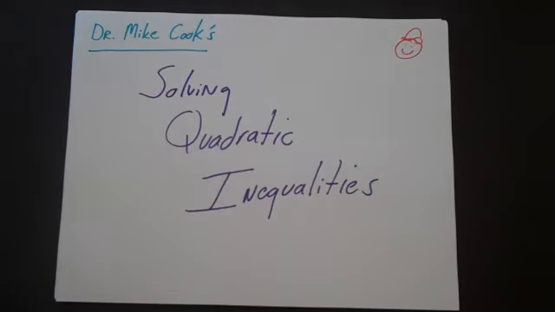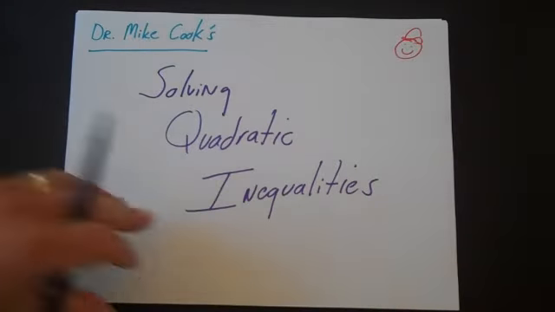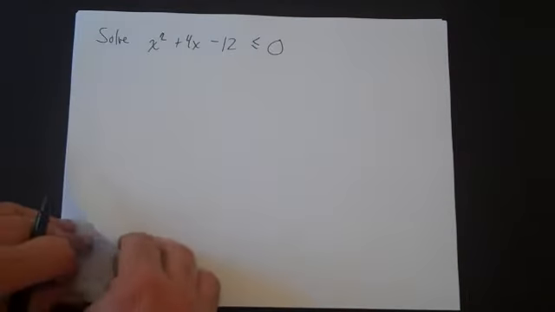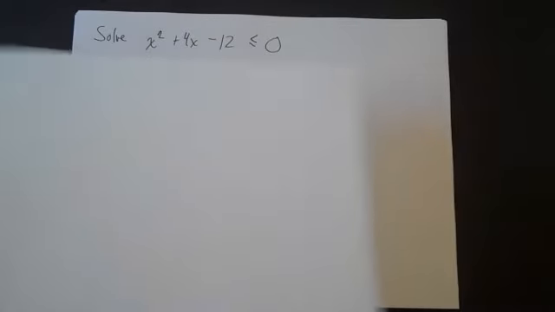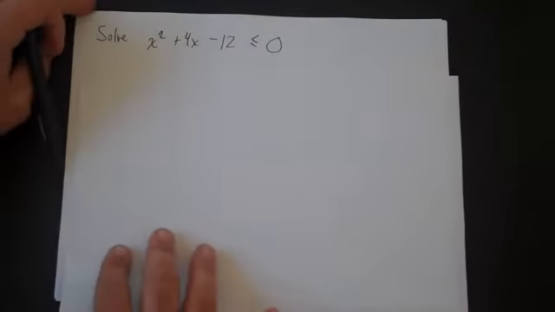Now let's look at solving quadratic inequalities. First let's look at an example, and then we'll write down our steps. Solve x squared plus 4x minus 12 is less than or equal to 0. What we notice here is that this is an inequality, but it's not a linear inequality, it's a quadratic because it has a squared term in it.